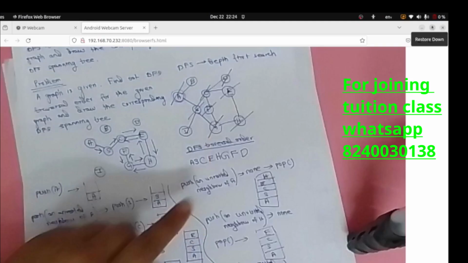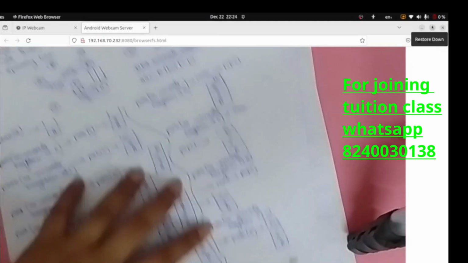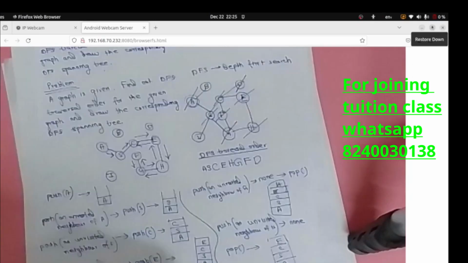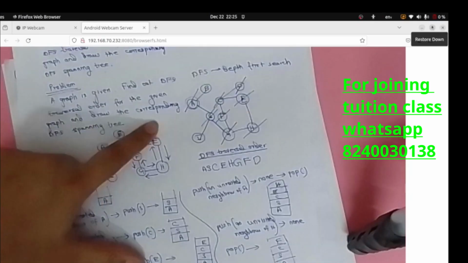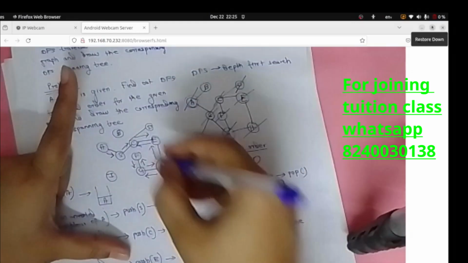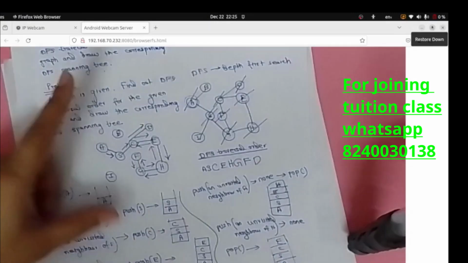And what will be the change in the state of the first spanning tree? As it is a push operation, from C to D, there will be a forward movement from C to D in the depth first spanning tree. So we will connect this path C to D, and this is the forward movement from C to D.